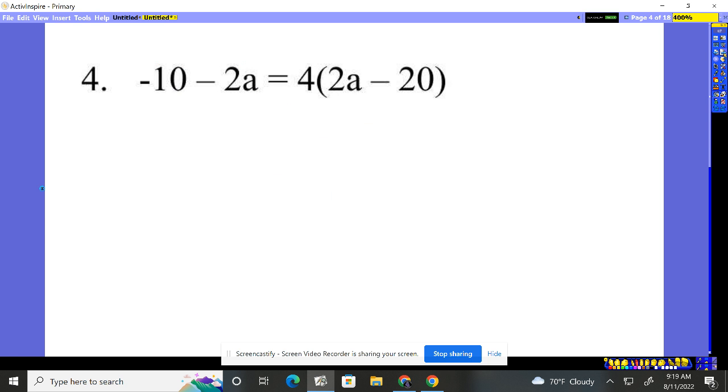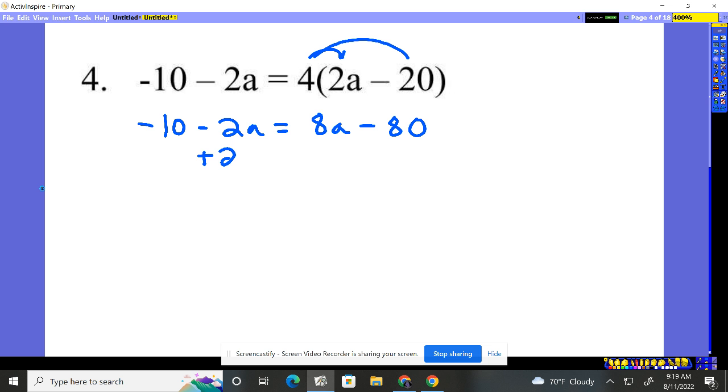First thing I see, I'm going to distribute through right here. So I'll leave these. Number -10, variable piece -2a. 4 times 2a is 8a. 4 times a -20 is -80. Now, let's move all variables to one side, all numbers to the other. I always move the variable first. That's just me. I like to go ahead and move the smaller piece. I'm going to move the 2a over to the right-hand side.